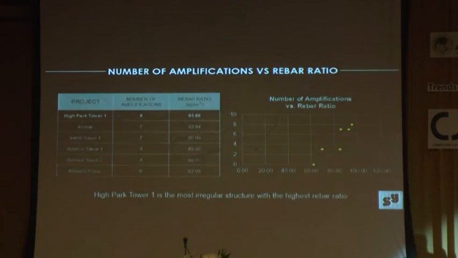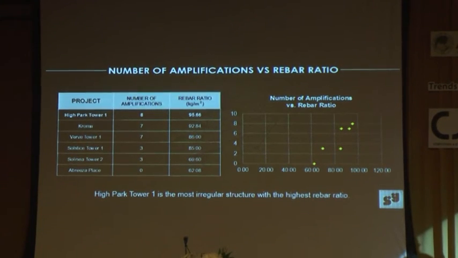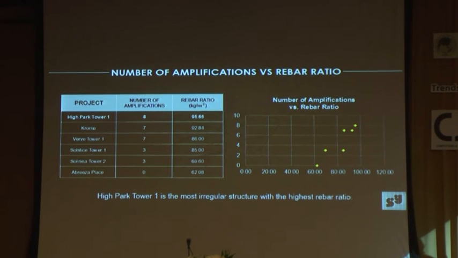Next, please. If you graph those values, next, please. It shows a trend of a direct relationship between the number of amplification factors and the rebar ratio. So High Port Tower is almost a regular structure, with irregularities for both horizontal and vertical, and was penalized by the code to have the highest rebar ratio.